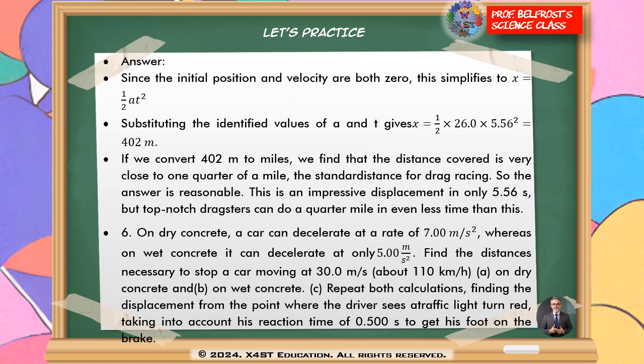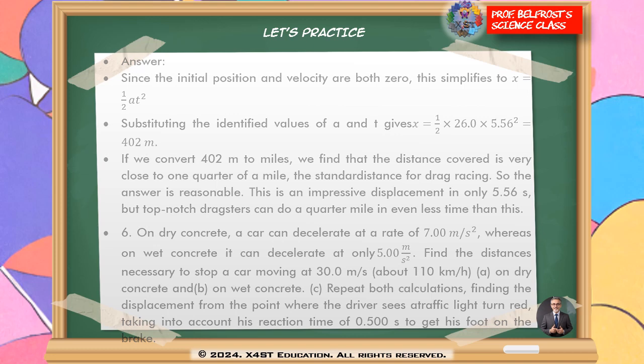Okay, number five's done. Now move to number six. On dry concrete, a car can decelerate at a rate of 7 meters per second squared, whereas on wet concrete it can decelerate at only 5 meters per second squared. Find the distance necessary to stop a car moving at 30 meters per second on dry concrete. On wet concrete, repeat both calculations. Find the displacement from the point where the driver sees a traffic light turn red, taking into account his reaction time of 1.5 seconds to get his foot on the brake.